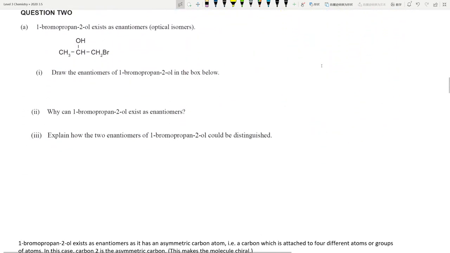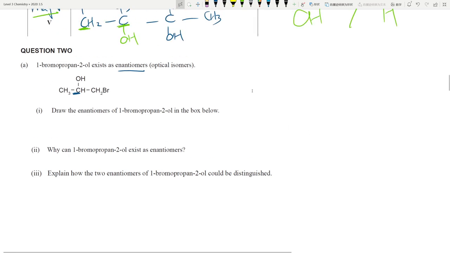All right, so 1-bromopropan-2-ol exists as enantiomers, optical isomers. So this is the chiral carbon right here, you can see it straight away. Draw the enantiomer of 1-bromopropan-2-ol. Okay, so you just draw the enantiomers. Now it doesn't matter how you draw the first one, you can draw it whatever way you want, it will make absolutely no difference. They cannot mark you wrong on your first molecule, because you can literally draw it however you want. I decided to draw it this way because why not?